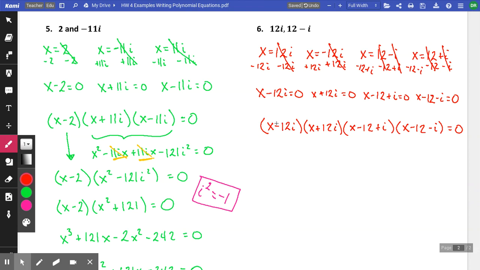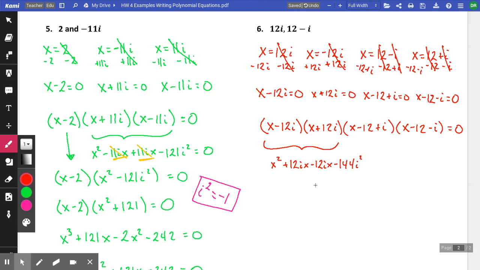But we never multiplied more than two together at a time. So let's put focus on opposite factors, conjugate factors. These two should cause a lot of imaginary stuff to cancel away. So let's multiply those. We'll take x, multiply it over. x times x is x squared. x times 12i is plus 12ix. Negative 12i times x is negative 12ix. And negative 12i times positive 12i is negative 144 i squared.